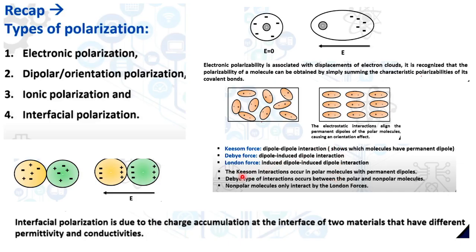And the interfacial polarization, that is in between the interface of two different phases. Interfacial polarization is due to the charge accumulation at the interface of two materials that have different permittivity and conductivity.